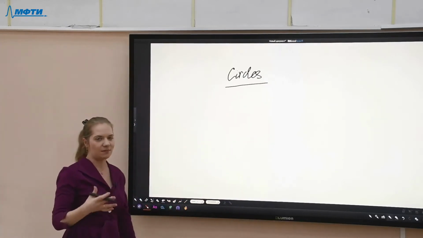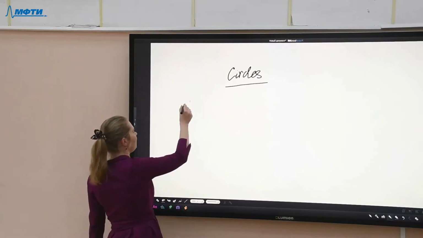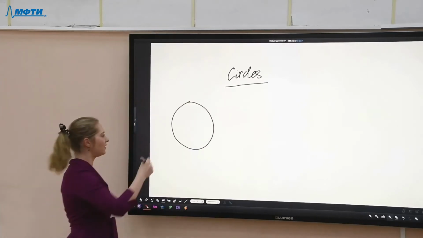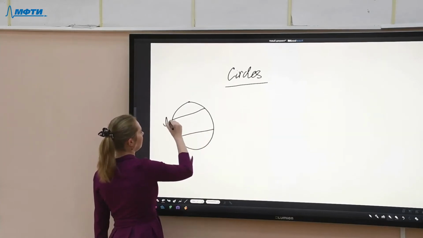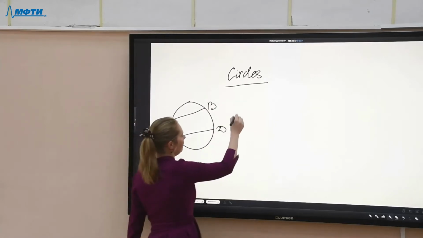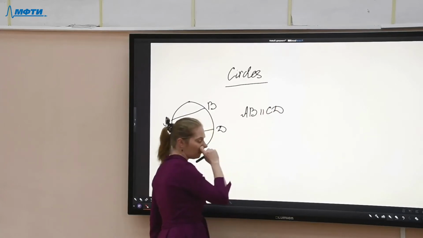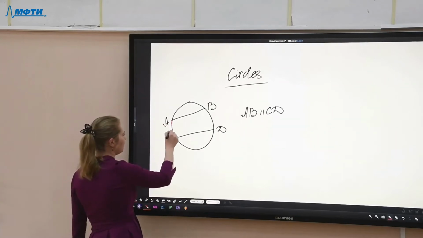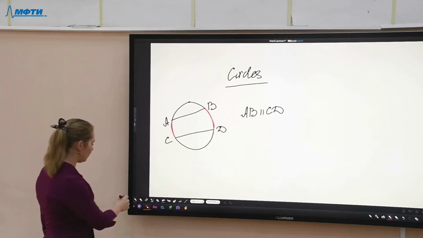We have some more properties. Well, the next property is that if we have a circle and we have two parallel chords in this circle, AB, CD, and we know that AB is parallel to CD, we can be sure that these two arcs intercepted by these two chords are equal.